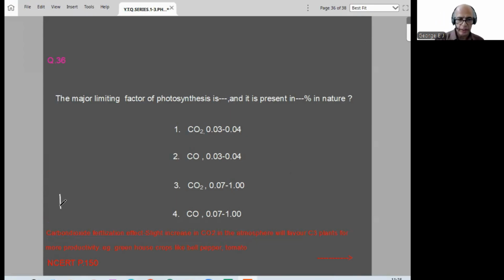One or 2 points I have written there. Carbon dioxide fertilization effect: a slight increase in carbon dioxide in the atmosphere will favor C3 plants to do more photosynthesis and increase productivity. There is a term called greenhouse crops, mainly including bell pepper and tomato. So option wise, it is 1. Direct NCERT, carbon dioxide fertilization. If it is more than a level, it will decrease. Only a slight increase will favor.